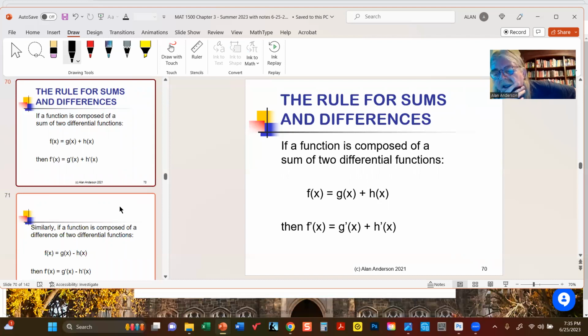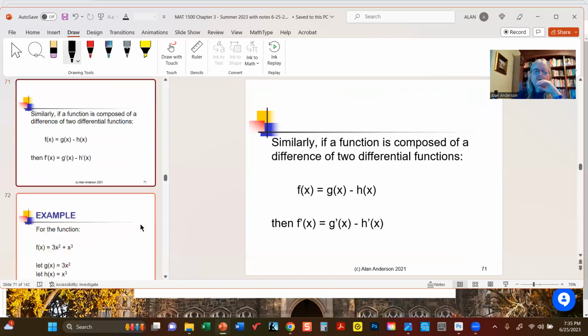And of course, as is so often the case, the same thing would be true for subtraction, meaning that if it's g of x minus h of x, the derivative is simply g prime of x minus h prime of x, which should surprise nobody. Well, all right then. Let's look at a couple of examples of this.